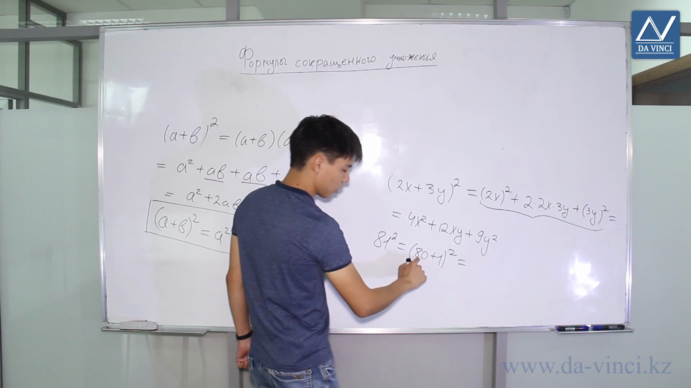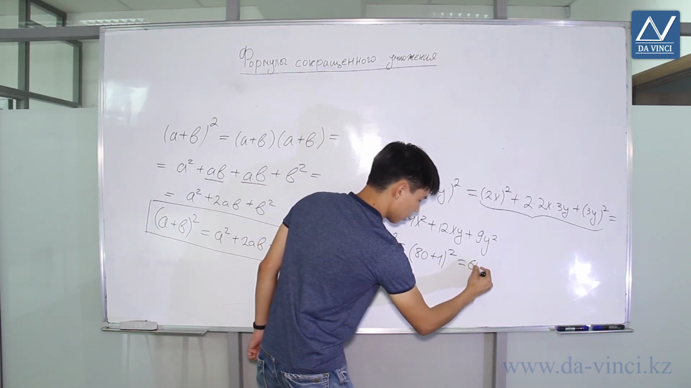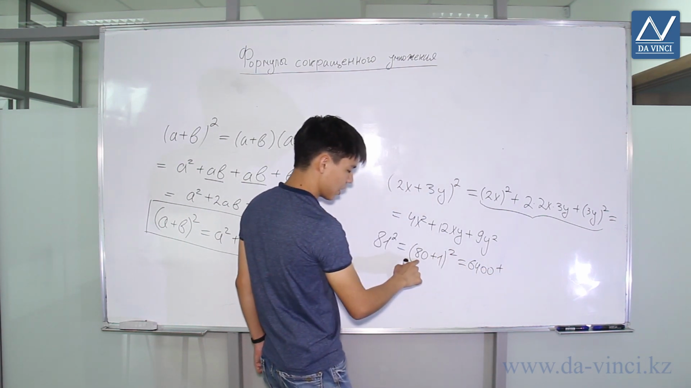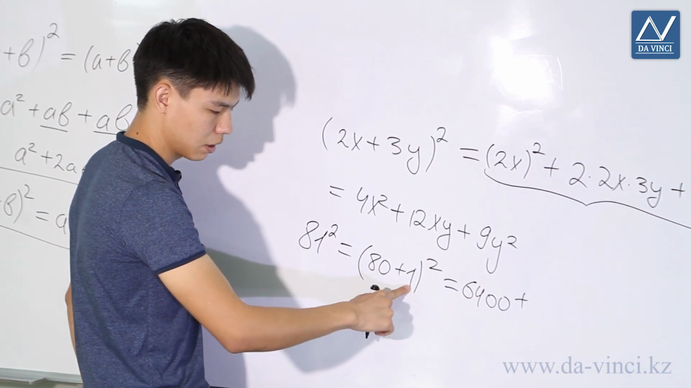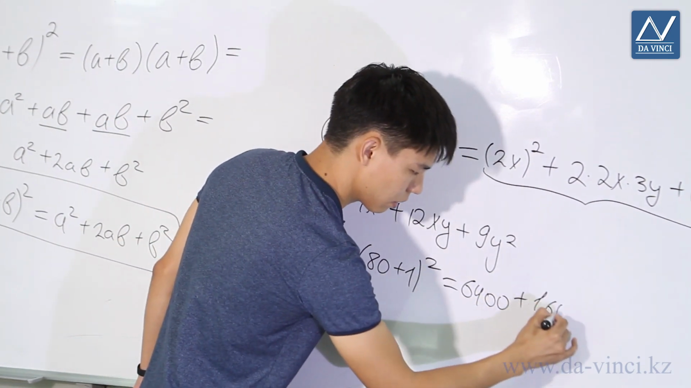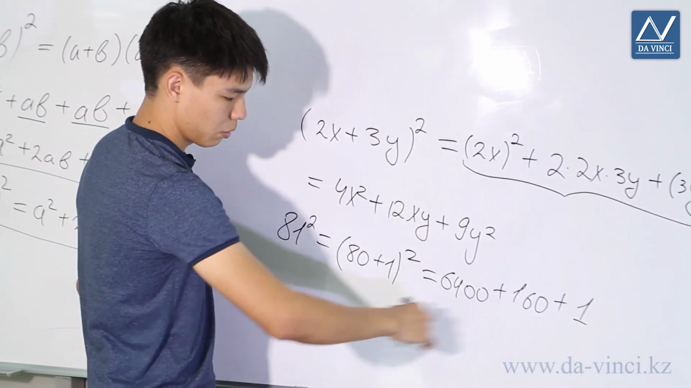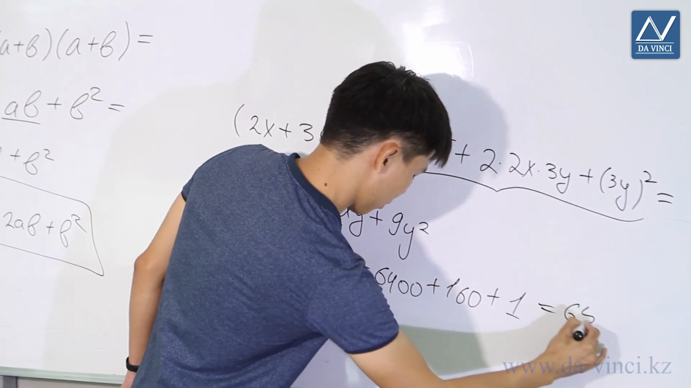Let's use the formula. The square of the first expression, 80 squared, gives 6,400. Plus twice the product of the first and second: 2 times 80 is 160. And plus the square of the second expression, 1 squared is 1. Then we can easily calculate that it will be 6,561.